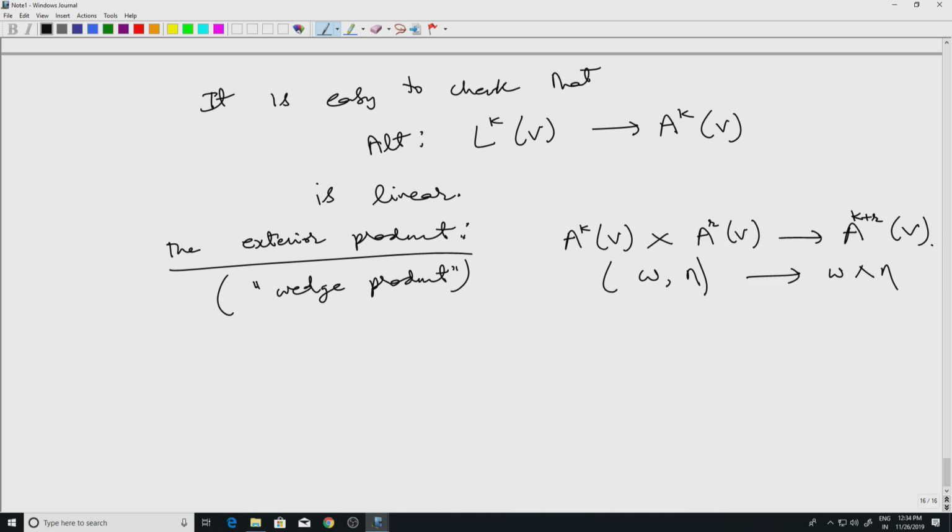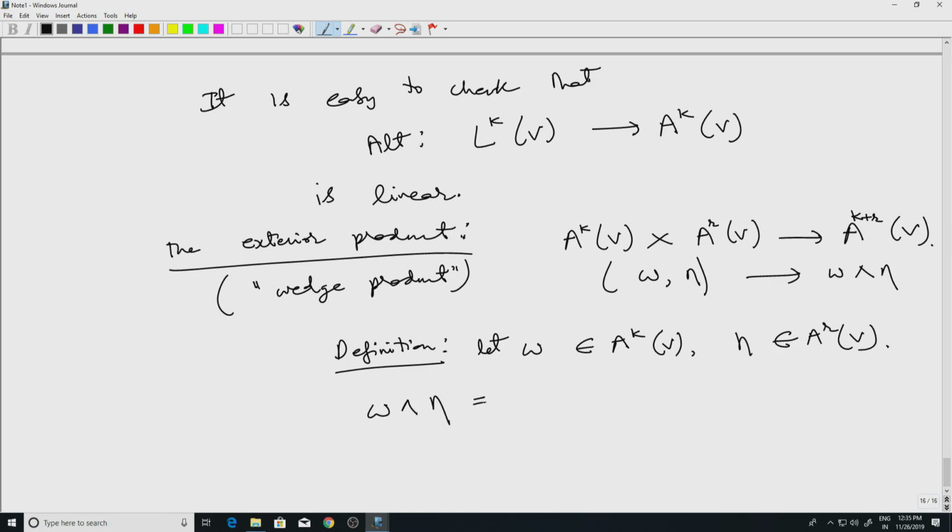So let's define the wedge product. Omega in A^k(V), eta in A^r(V). So let this omega wedge eta I define to be, for the moment I'm going to ignore constants. The constants actually play an important role here, but up to a constant, it is essentially alt of omega tensor eta. If one wants to spell it out, one can see what its action is on vectors.